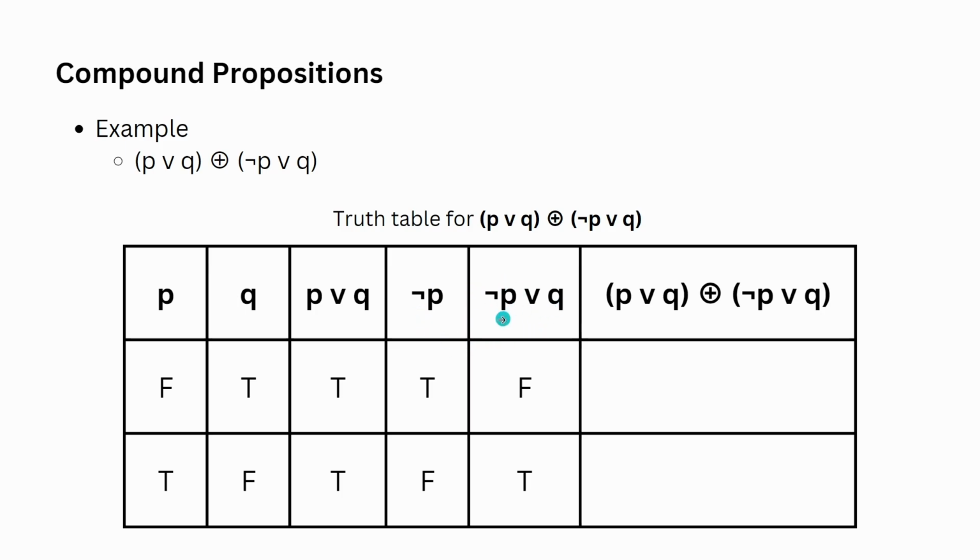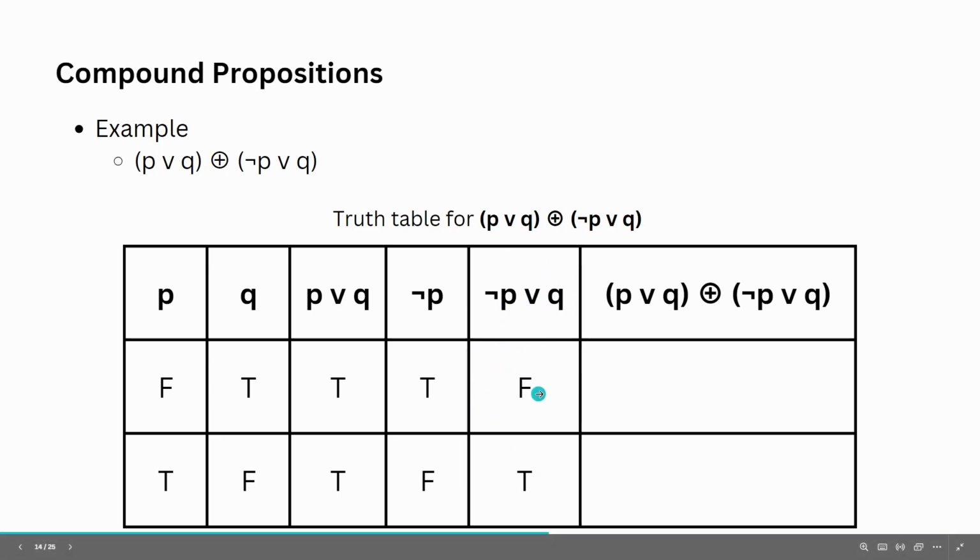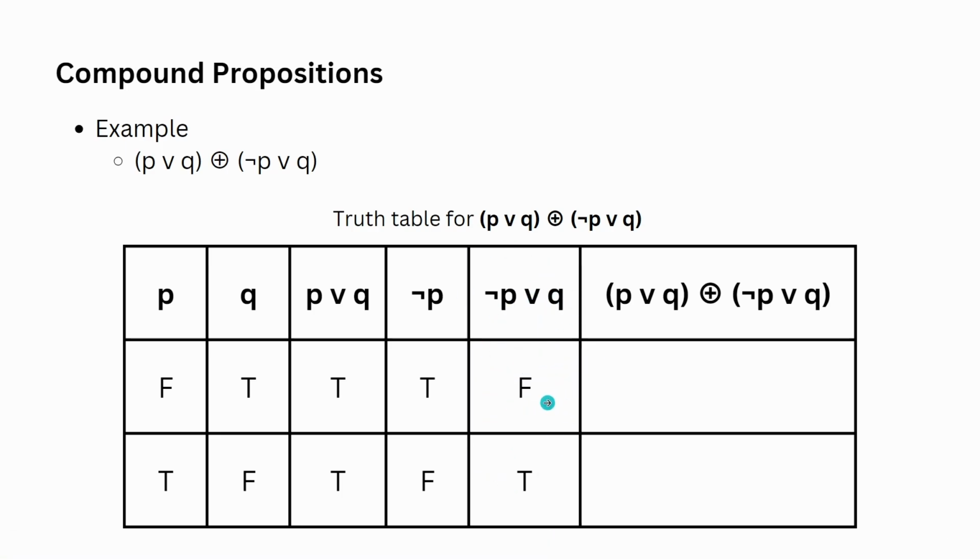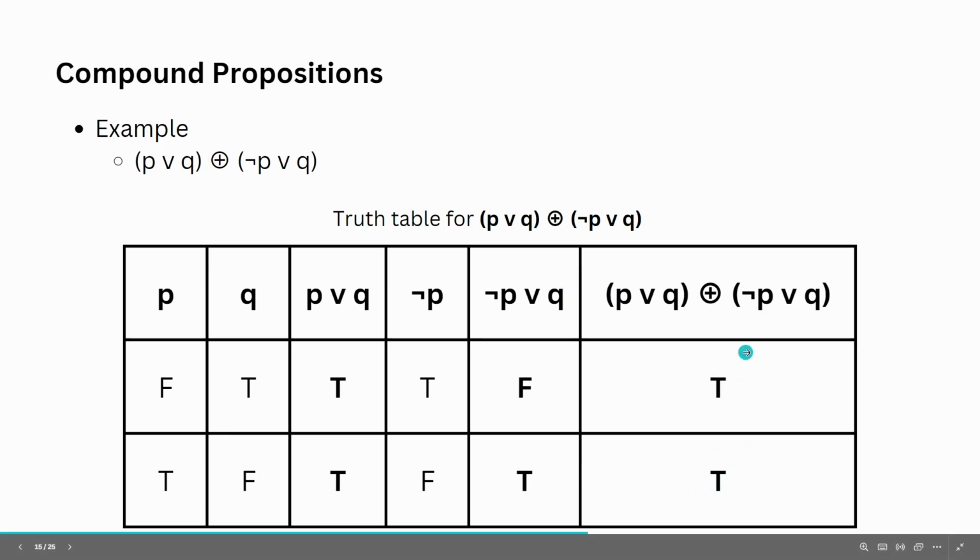Next, we're going to be finding not P or Q, which means that we're going to be using the values of this and compare it to this in order to answer this proposition. So if we do that, we will have false and true. And then after that, we can now solve the exclusive or between these two propositions, which would mean we will have true and true.